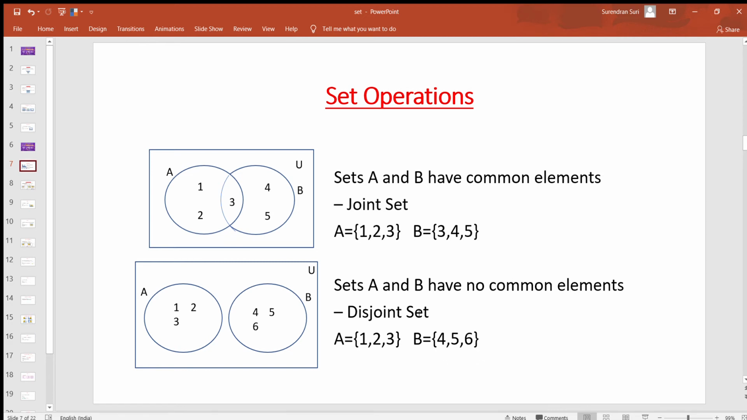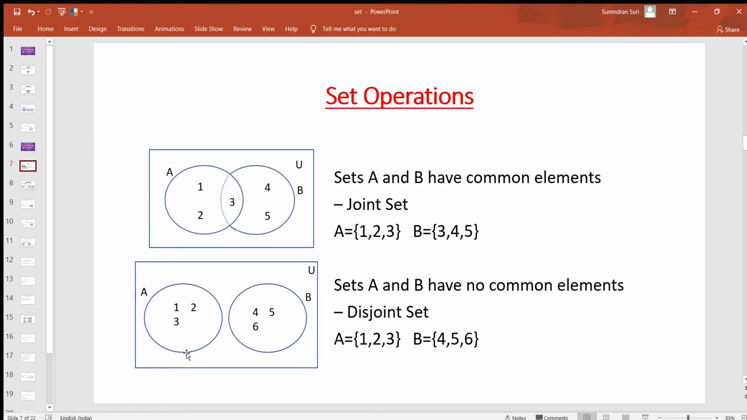If sets A and B have no common elements, then they are called disjoint sets. In joint sets, 3 is a common element in both sets. Here there are no common elements: set A is equal to the set of 1, 2, 3, and B is equal to the set of 4, 5 and 6. When there are no common elements, this is how we represent the sets in a Venn diagram. We draw two circles, that is two sets, which are apart from each other.